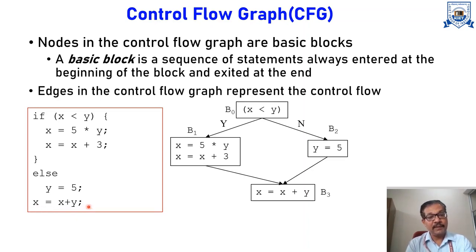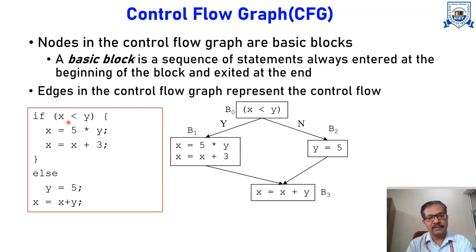So if I represent this program with control flow notations, the condition I am going to put in a single node, which I will call B0, and the edge coming from this condition has a true branch and a false branch here. If the condition is true, then I am going to execute my true block here. Two statements are going to be executed, so I put them in a single node representing B1.